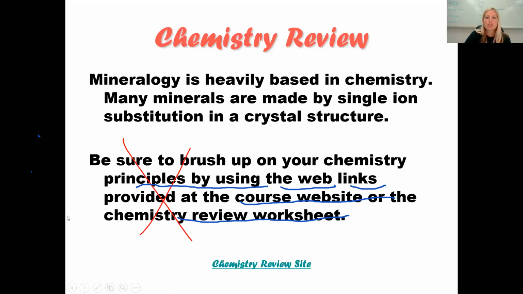So mineralogy is heavily based in chemistry. That's why we've been doing a lot of chemistry review in class. And part of that is related to the structure of those minerals. Like I said before, they're each going to have their own chemical formula, but a lot of minerals just come from only one ion being different.